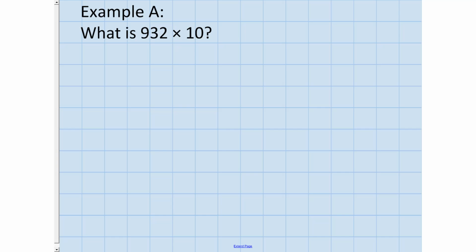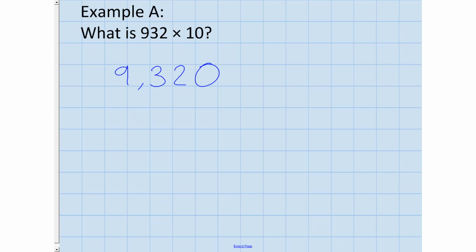So let's do a couple more examples. What is 932 times 10? So again, 9, if we times it by 10, it's going to move one place to the left. Instead of 900, it'll represent 9,000. Then the 3, instead of 30, I times that by 10, it's going to represent 300. The 2 times it by 10, it represents 20. And I need to fill in the gap with a 0.